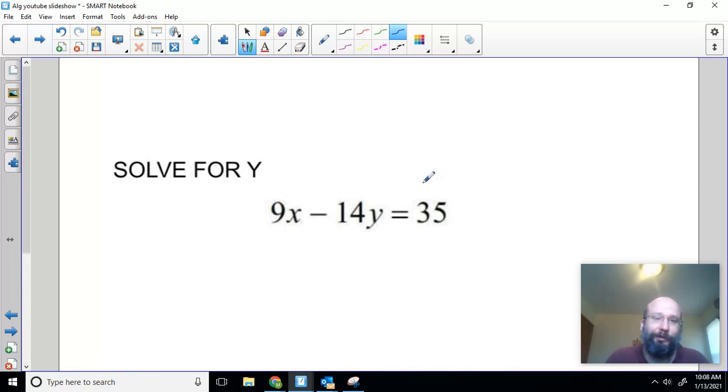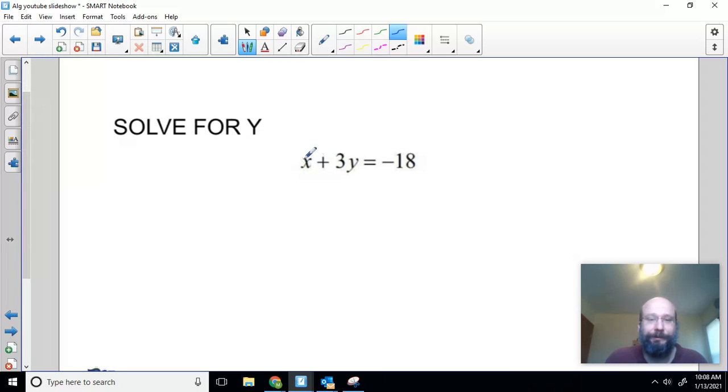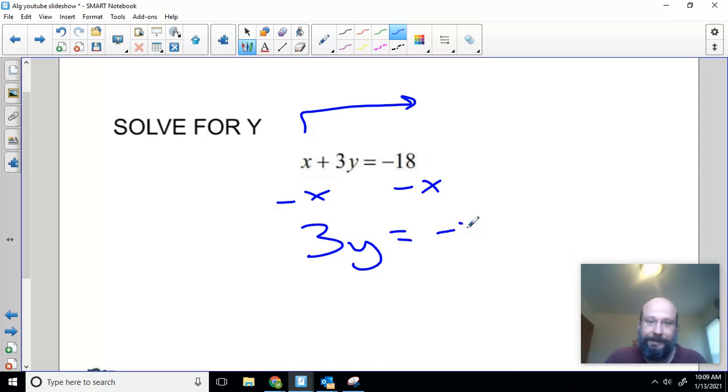I'm only going to do a couple more of these because it's literally the same thing over and over again. So I'm going to move the x over. I'm going to subtract x. That leaves me with 3y equals negative x minus 18. Right? I can't combine these because they're not like terms.